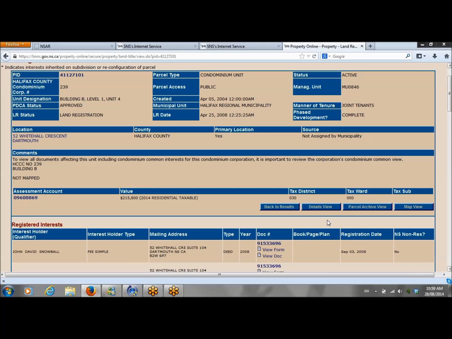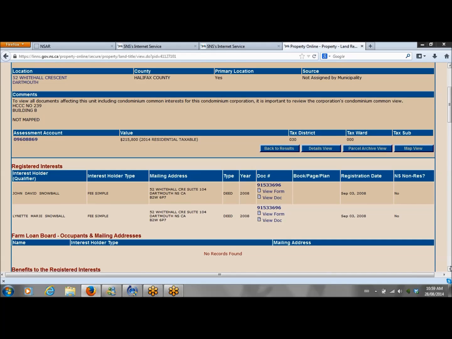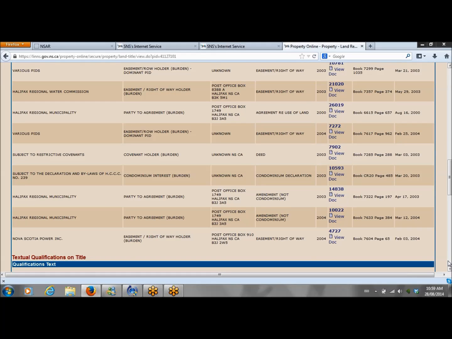So the other thing it says here under comments, to view all documents affecting this unit, including condominium common interests, it is important to review the Condominium Corporation's common view HCCC number 239, Building B, et cetera. So the declaration, the common element rules, the bylaws, all of that stuff are already here in Property Online. You should never have to collect those from a client. The only thing you need to collect from a client is the financial statements and any updates to the common elements or memos that have gone out.